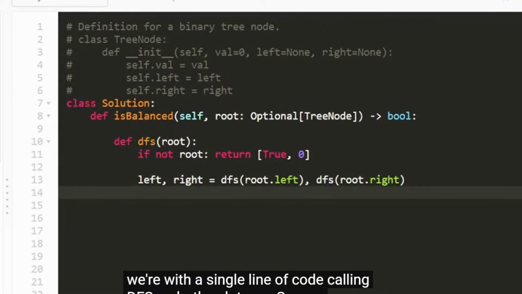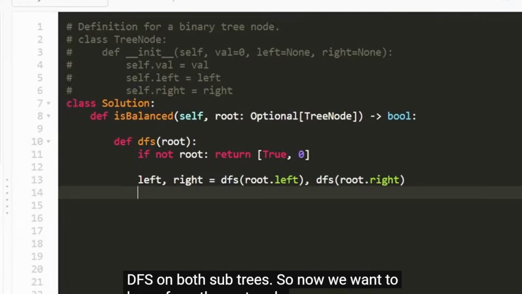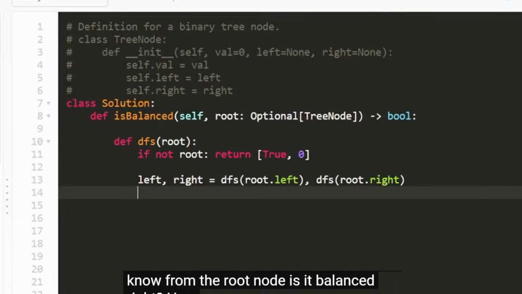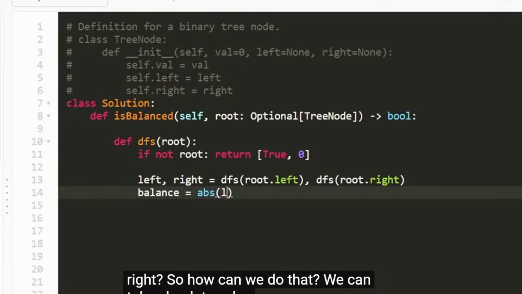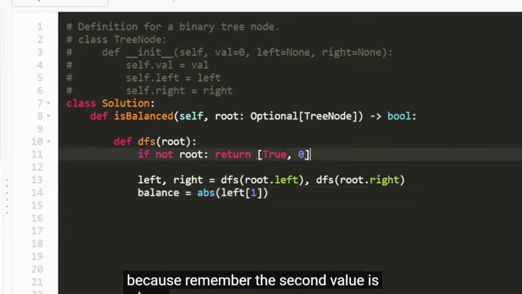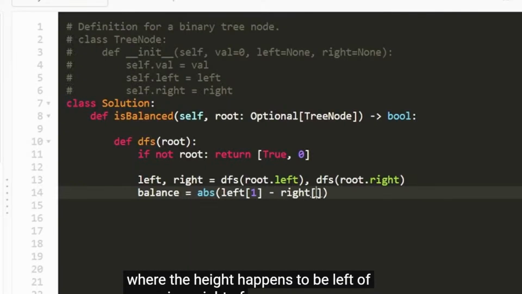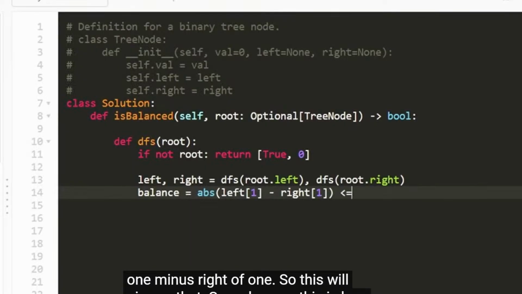So now we want to know from the root node, is it balanced? How can we determine that? Well, we're going to have to take the absolute value of the difference of the left and right heights. We can take the absolute value of left of index 1, because remember the second value is where the height happens to be, minus right of 1. So this will give us that. As long as this is less than or equal to 1, we can say that the tree is balanced, right?